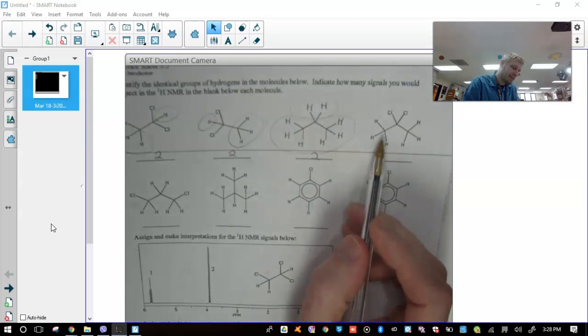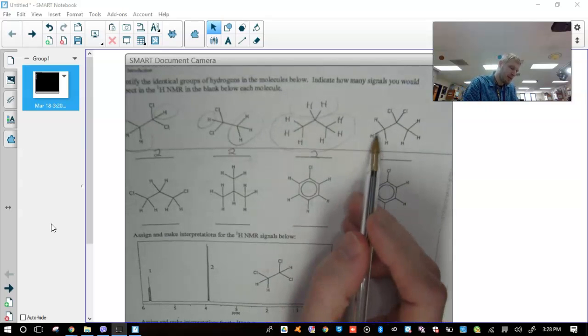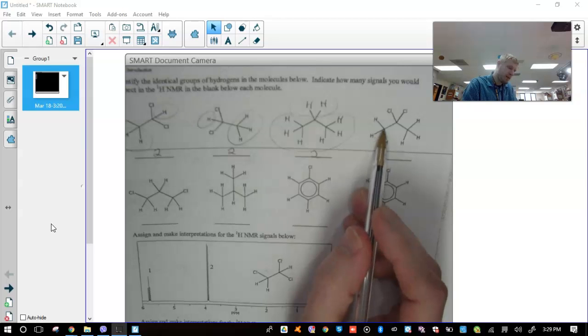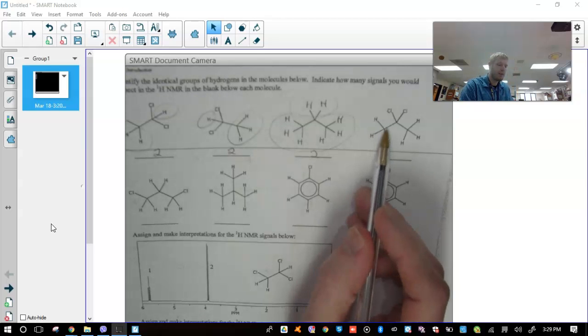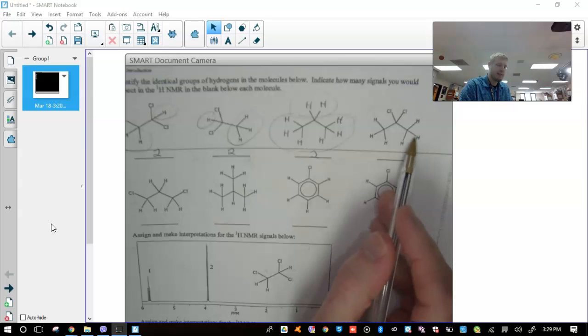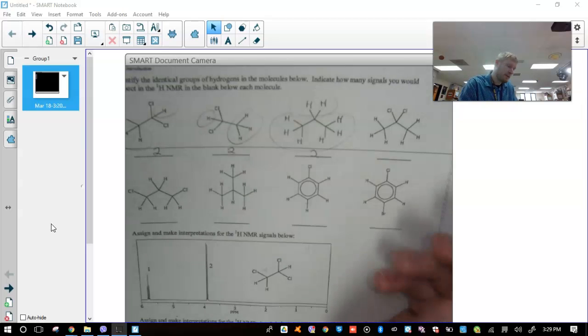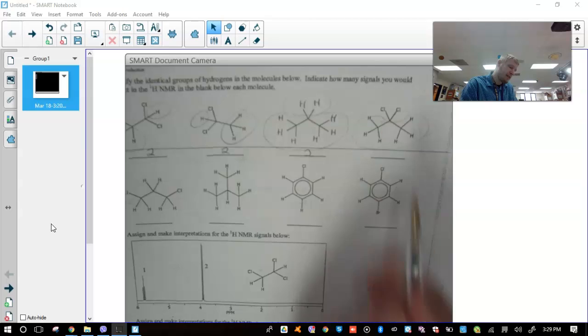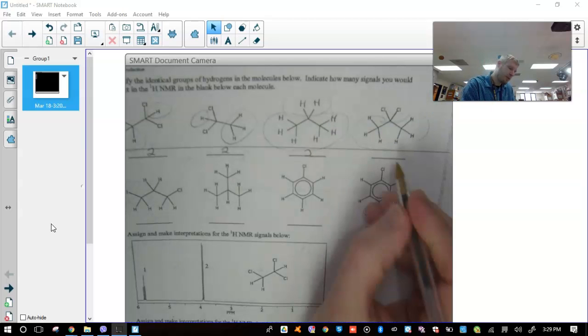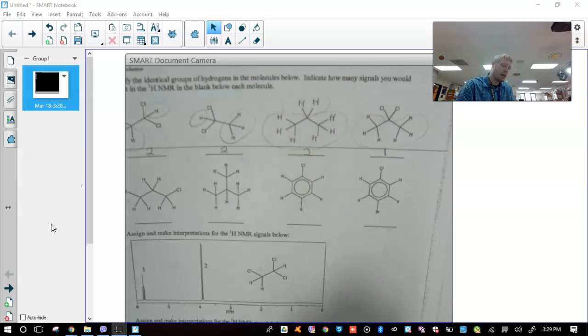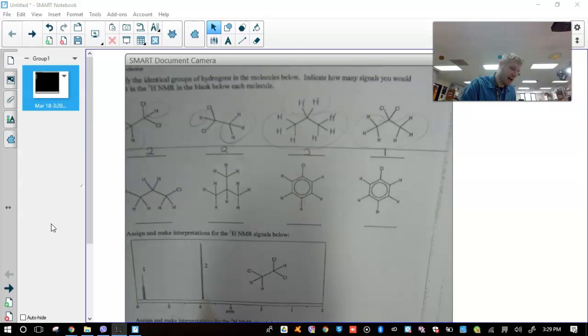Alright, looking at this one, you've got this hydrogen that's connected to a carbon that's connected to three hydrogens. These hydrogens are connected to a carbon that's connected to three hydrogens. So really, they're the same thing. So you are only going to have one peak. Alright, so this would be a good time for you to work on the rest of them.